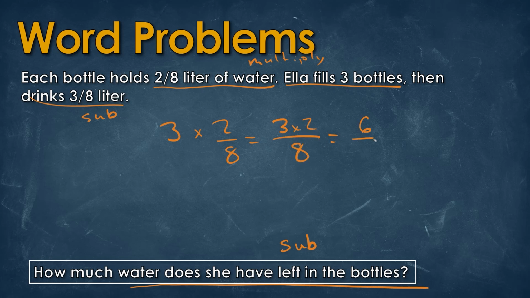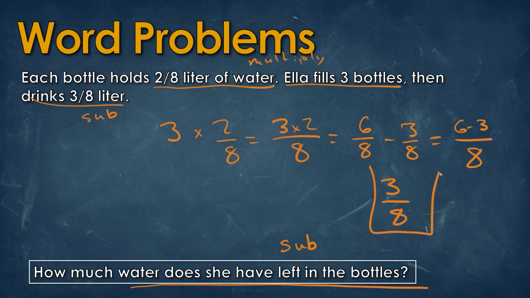So we'll have 6/8. Then it says that she drinks 3/8. So when we subtract again, we keep the denominator the same, that number on the bottom, and we subtract the 2 numbers on top. 6 minus 3 is going to be 3/8, and that will be our final answer.